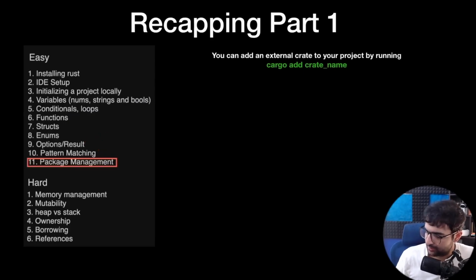We have discussed pattern matching. The next thing is package management, which thankfully is much simpler than everything we have discussed until now. You can add an external crate to your project by running cargo add crate name. Harkirat, what is a crate? Let's discuss this very soon, but at a high level, this is similar to NPM packages in the case of JavaScript. It's external packages that you can bring to your code base.